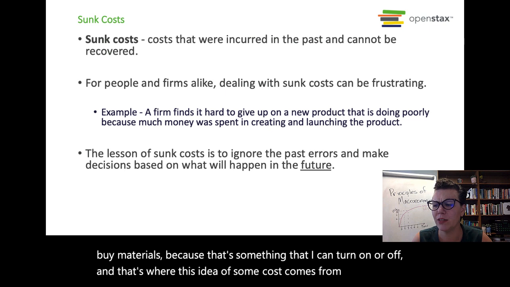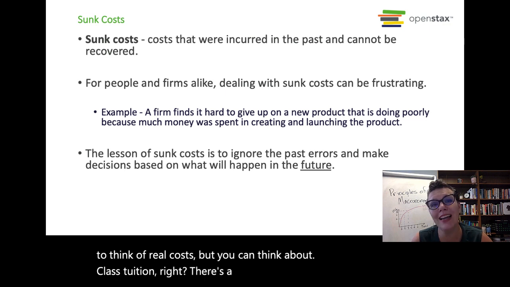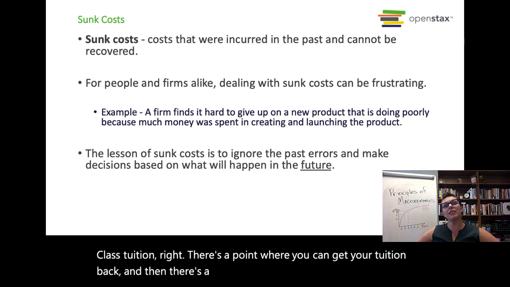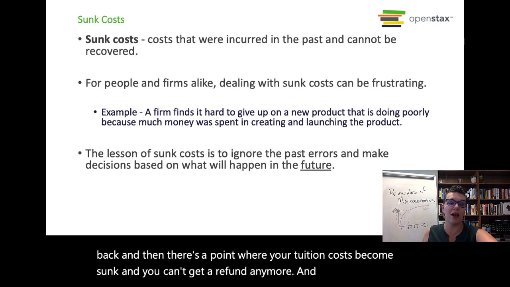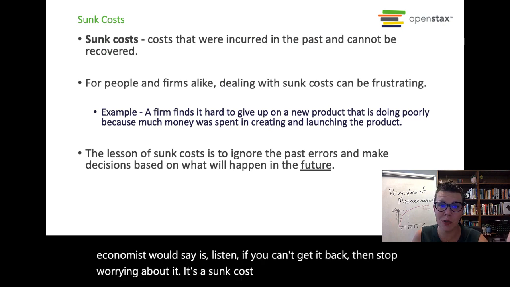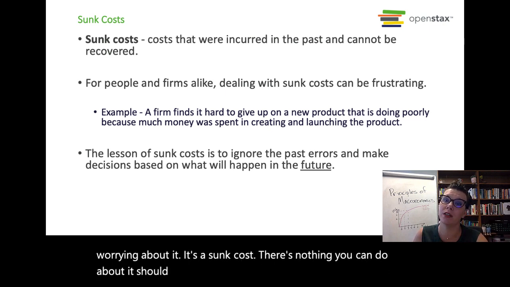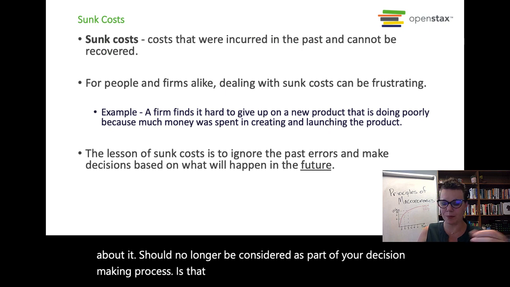It can be hard to think of real sunk costs, but you can think about class tuition, right? There's a point where you can get your tuition back, and then there's a point where your tuition costs become sunk and you can't get a refund anymore. And then what an economist would say is, listen, if you can't get it back, then stop worrying about it. It's a sunk cost. There's nothing you can do about it. It should no longer be considered as part of your decision-making process. Does that kind of make sense?